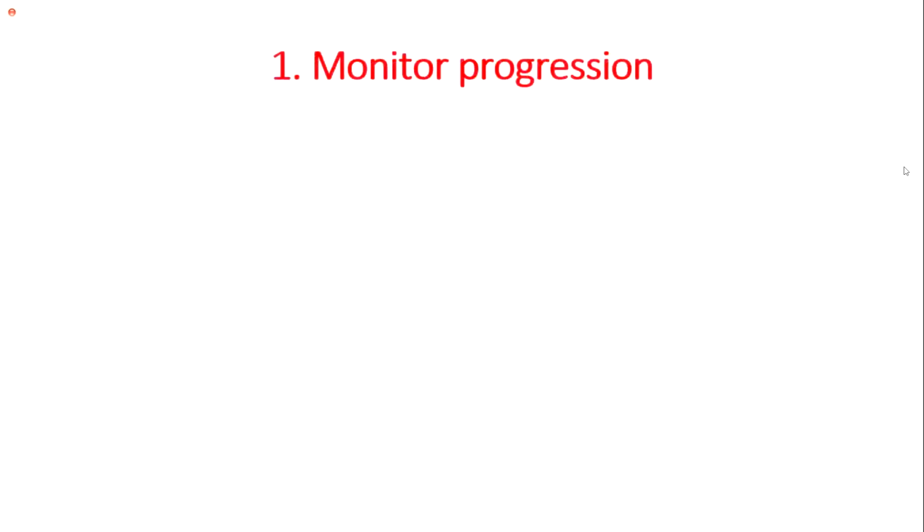Let's go through each one. How do we monitor progression? What is the problem in Guillain-Barré syndrome? It is the paralysis. We are worried about paralysis. We are worried about the complications. So every day as a house officer, when you go to see the patient, you will have to measure the muscle power. Now, how do you measure muscle power?